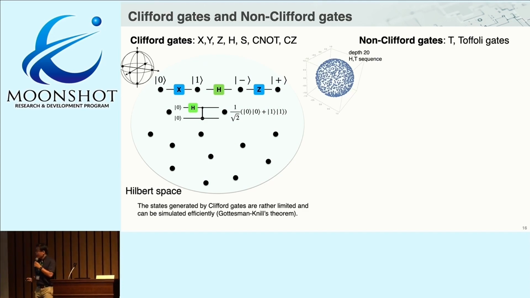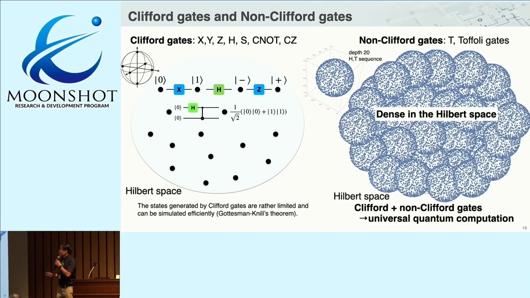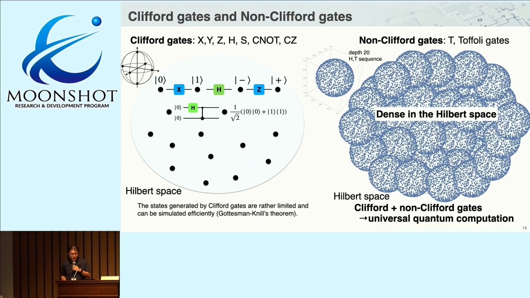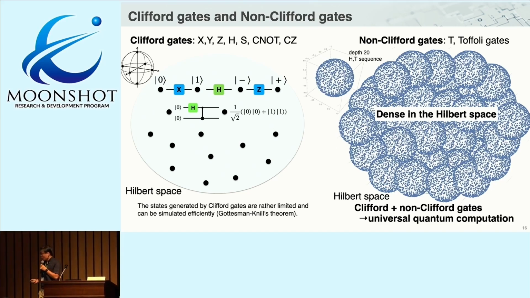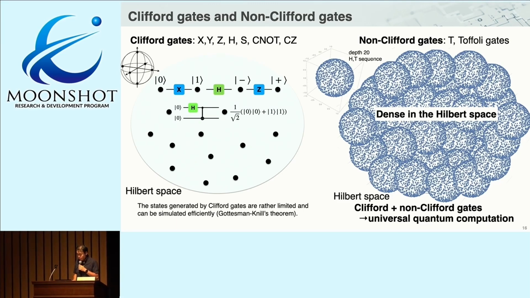On the other hand, if we are allowed to use non-Clifford gates like the T gate or Toffoli gate, then we can fully expand the Hilbert space. So in that sense, quantum computation generated by Clifford and non-Clifford gates can generate quantum states dense in the Hilbert space. So we can implement an arbitrary quantum computation by combining Clifford and non-Clifford gates.